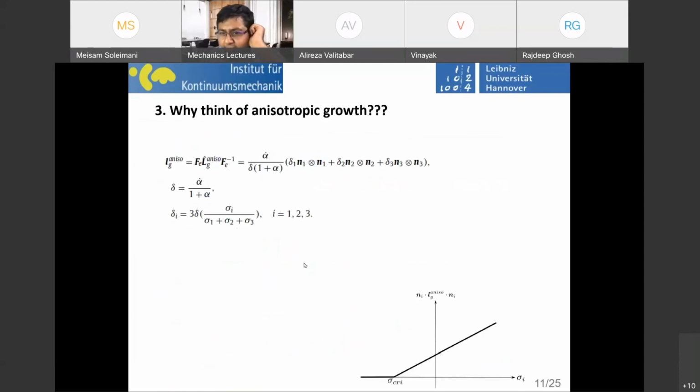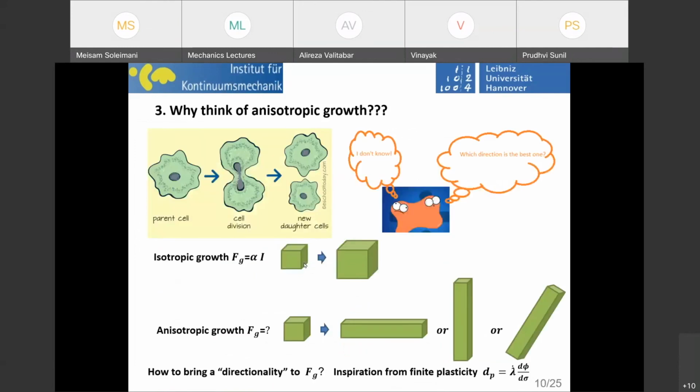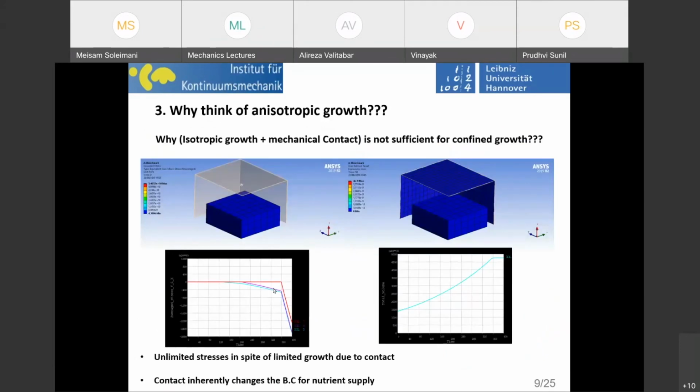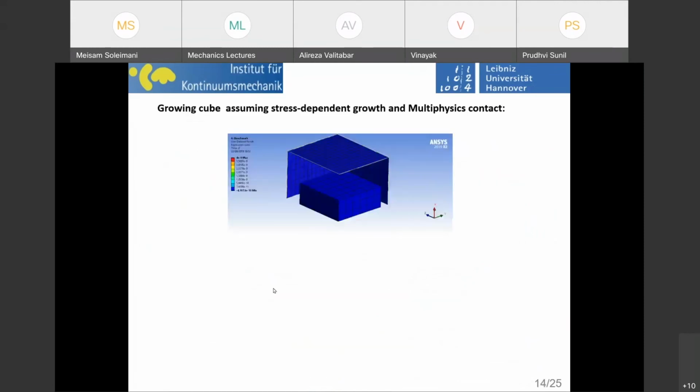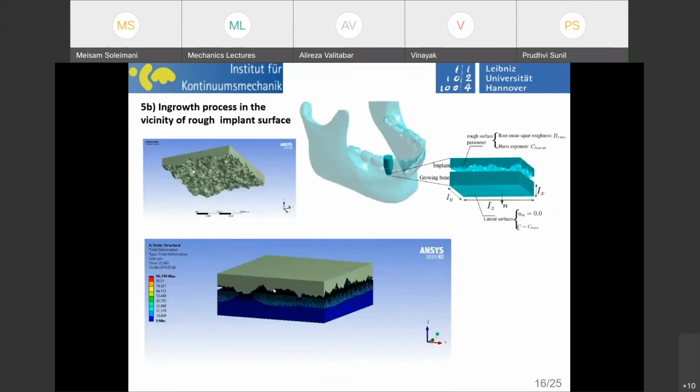I have a question. Hello? Yes, go ahead, please. You have shown the ingrowth models, right? Can you go to that slide once? Which one? Ingrowth models. Yeah, ingrowth in the bone. Yes, this one.